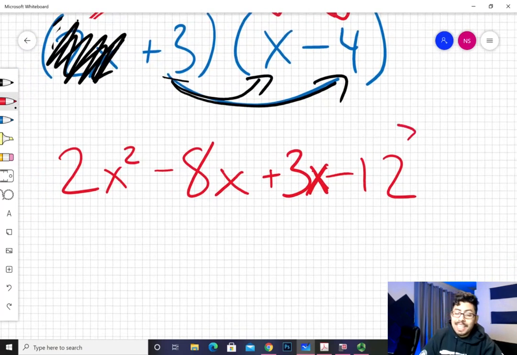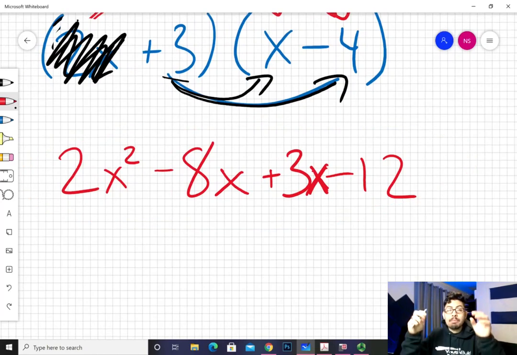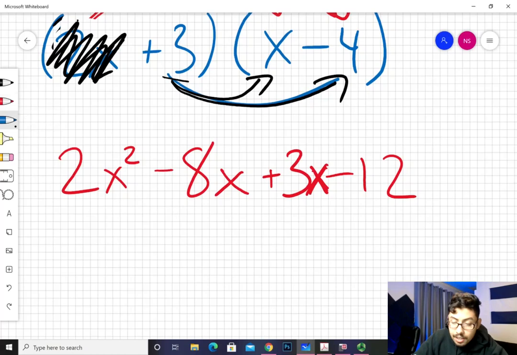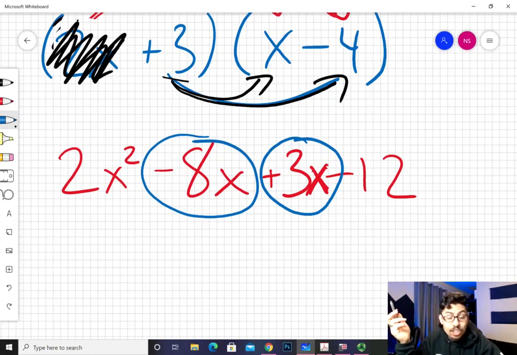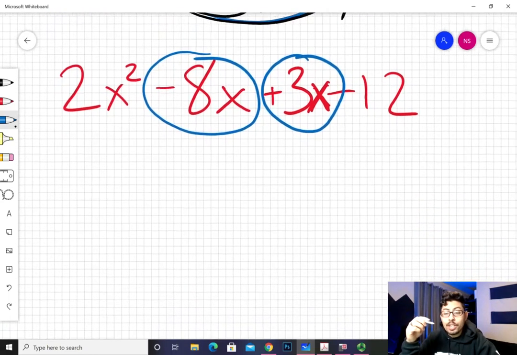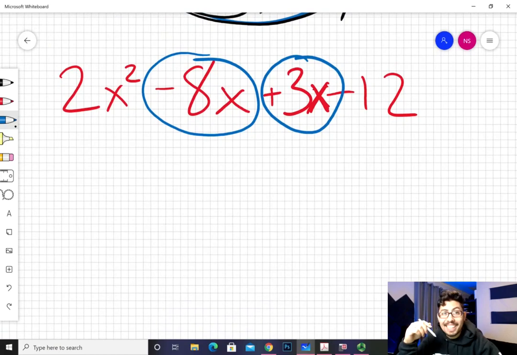So yeah, sometimes your final answer can be simplified even more. Like in this case, the negative 8x and the plus 3x. Those can be simplified. Those are like terms. So now comes the real question. Do you remember how to combine like terms? You probably already forgot about the rules. You're like, do I add the powers? I forgot, what do I do?